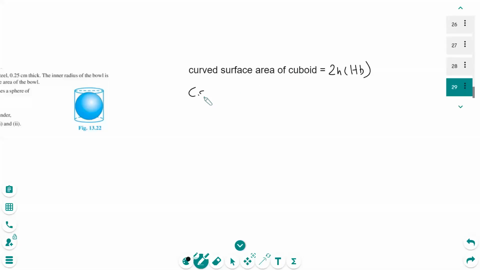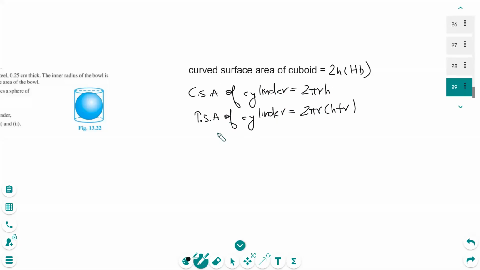Curved surface area of cylinder? We have 2 pi r square. 2 pi rh, rh, sorry. What's the total surface area of cylinder? Total surface area: 2 pi r (h plus r). Good.